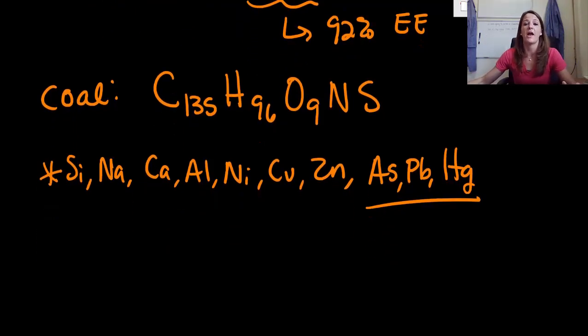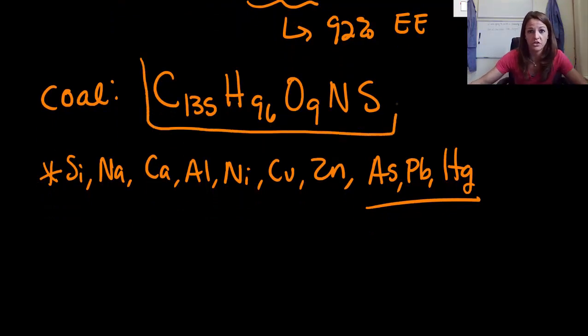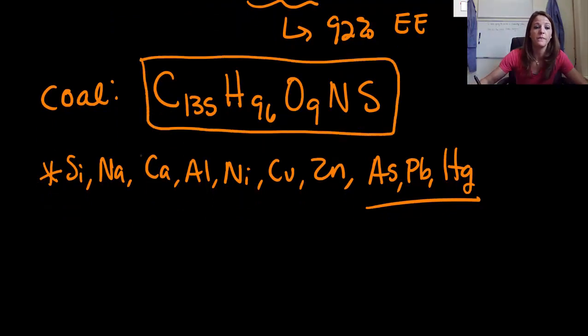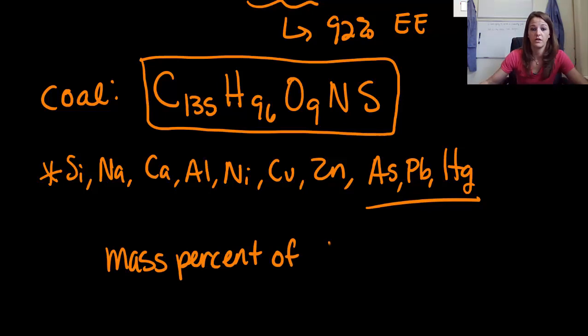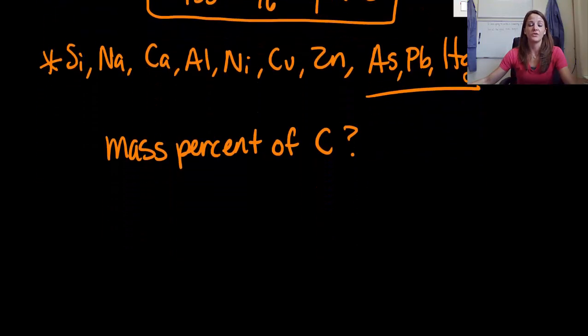So let's do a little math problem here to kind of make sure we're all on the same page. Out of this formula right here, so we're just going to take the generic molecular formula for coal, what is the mass percent of carbon in coal? Go. All right, did you get an answer? Hopefully you did, but just in case you didn't, let's work through the problem together.